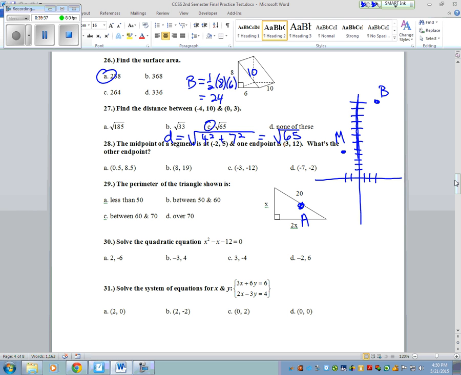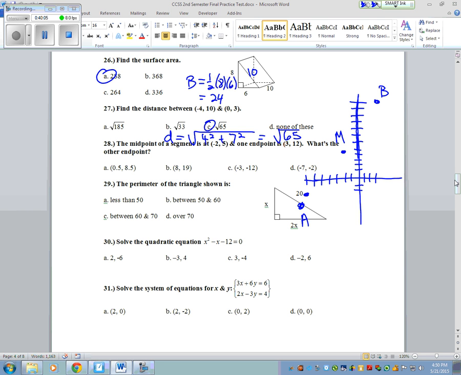So to go from -2 over to 3, I've got to go how many units right? 5. And then I have to go how many units up to go from 5 to 12? 7. Okay, keep that in mind. That means instead of going 5 right, I'm going to go 1, 2, 3, 4, 5 left. And instead of going 7 up, I'm going to go 7 down. So I'm at negative 2, 5, so I'm going to go all the way down to here.